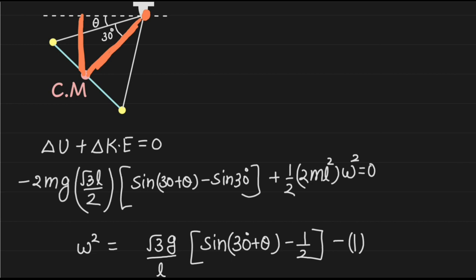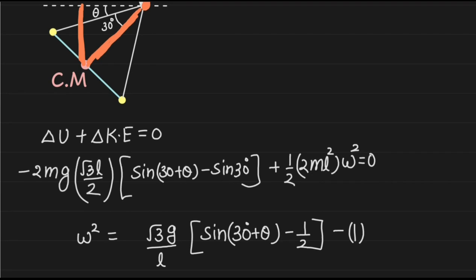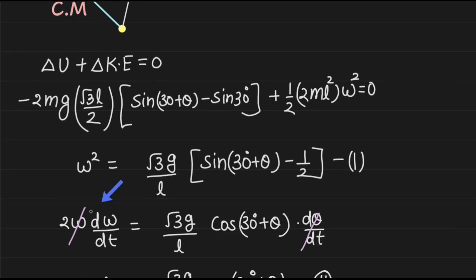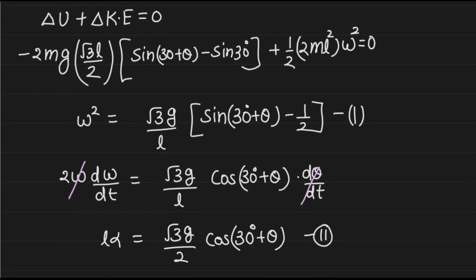So one way to determine value of alpha as a function of theta would be just to differentiate this whole term, right? So here it is omega square equal to this much, and if we just differentiate this term with respect to time, we will get this equation, right? Here the d theta by dt will be omega, so it will be cancelled out and we will get the value of alpha, and if we just multiply it by L, we are getting this second equation as L alpha equal to this much, right?